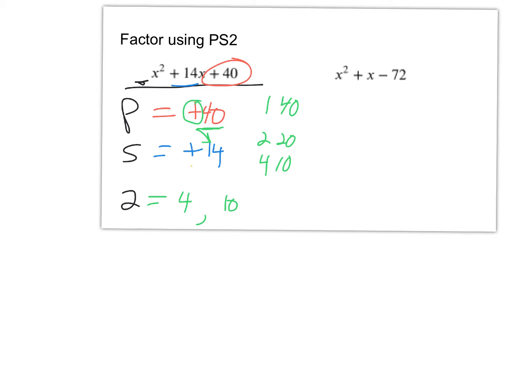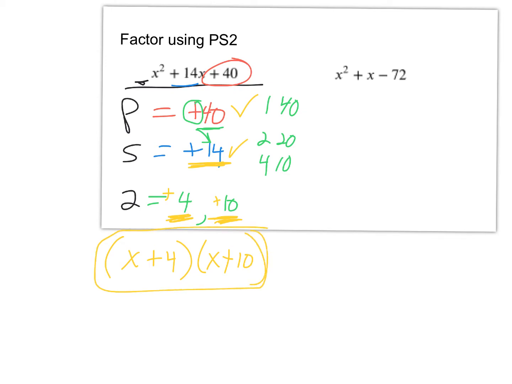All right, now for my signs. I want +14. Okay, so 4 and 10, the only way you can get +14 is if they're both plus. So doing this out, let's double check. So 4 times 10 is +40. 4 plus 10 is 14, so we're good. So x plus 4, x plus 10. There you go. So there's that one, pretty easy.